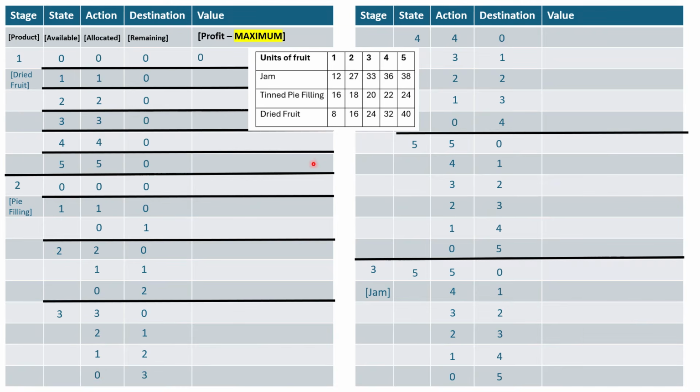Then if we allocate 1 unit for pie filling, that is 16. So we have our 16 there, and then we also have 0 left over. So that's going to give us 0 from the previous step. So that 16 plus 0 gives us 16. If we allocate none of that, we'll have 1 left over, so we'll get a 0 plus that 1 is going to link back to this line here. So we get 0 plus 8, which gives us 8. Remember, we're doing profit, so we're trying to maximize it. So this is 16. Then we think about if we have 2 units of pie filling.